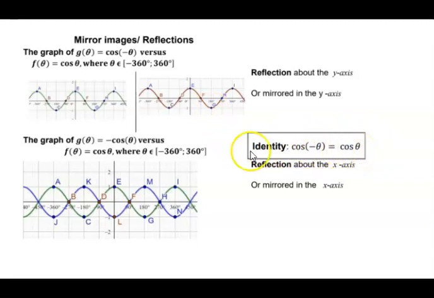And then if we look at the other graph, where we have negative cos theta, the only thing that happened is we have a reflection about the x-axis, or we are mirrored in the x-axis. So all the plus values become minus values, and all the minus values become plus values.